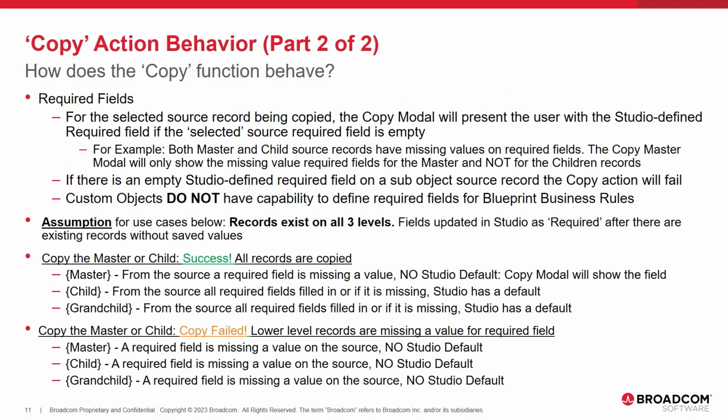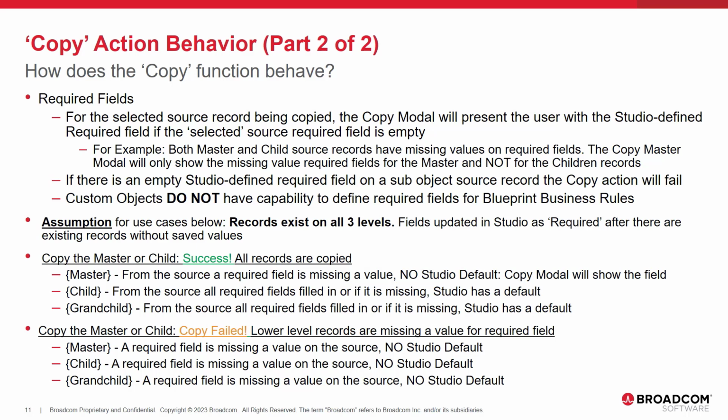Earlier I talked about how the modal behaves with respect to hiding and showing fields on the modal, especially with respect to Studio-defined required fields. So once you select the copy action and you've filled out the required field on the modal for the main record that you're copying, if there are any children or grandchildren records that are being copied that have missing required field information, that information does not bubble up to the level that you're at to put on the modal, so therefore your copy could fail.